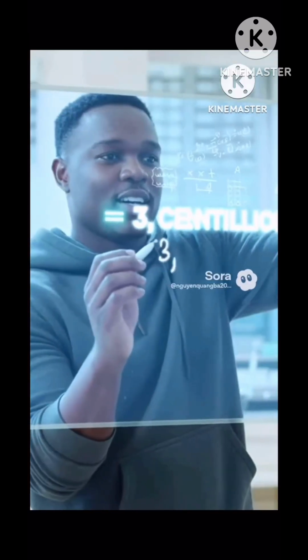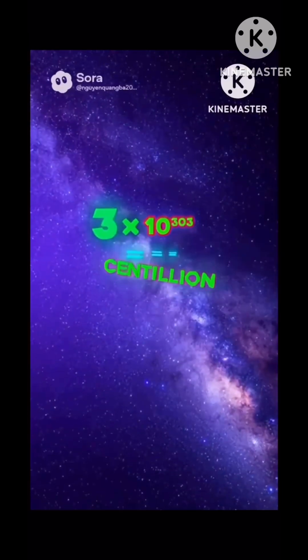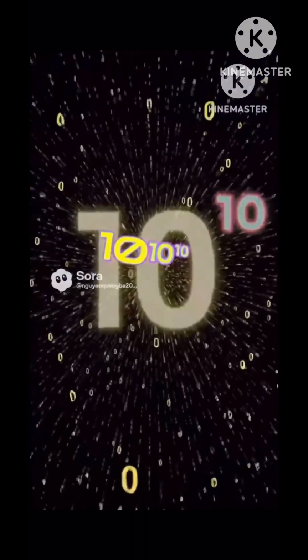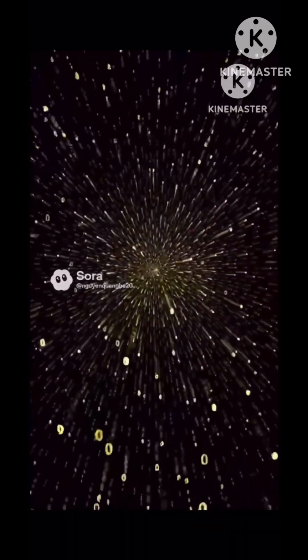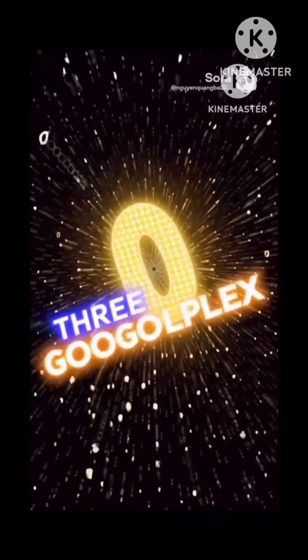That giant number, 3 times 10 to the 303rd power? That's called a centillion. Now if you've got 3 of those, you just add them up. 3 centillion. Same mind-blowing size, just tripled. Start with 3, multiply it by 10 to the power of 100, what we call a Google. Now push that exponent even further. 10 raised to a Google is a Googleplex. And when you triple it, you get this colossal number.